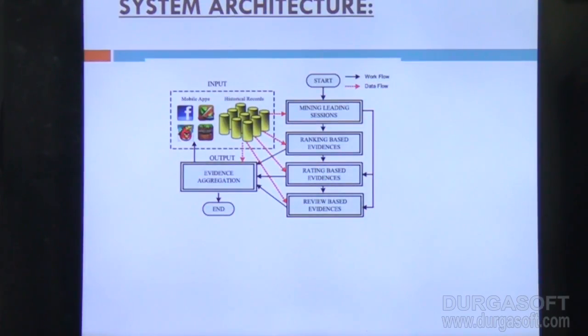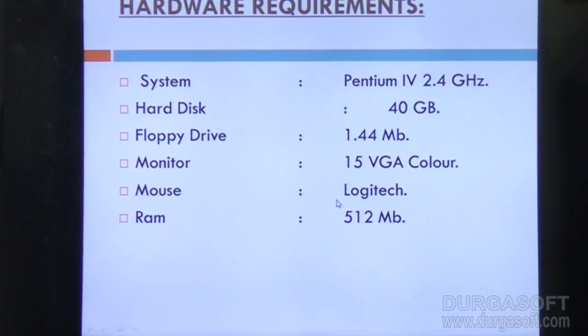This is the system architecture. We already explained this in the base paper. We are taking the data from this, and we can also take the data from historical records. We are not only mining the leading sessions, we are collecting the data, and we are collecting the evidences based on the ranking, based on the rating, and based on the reviews.